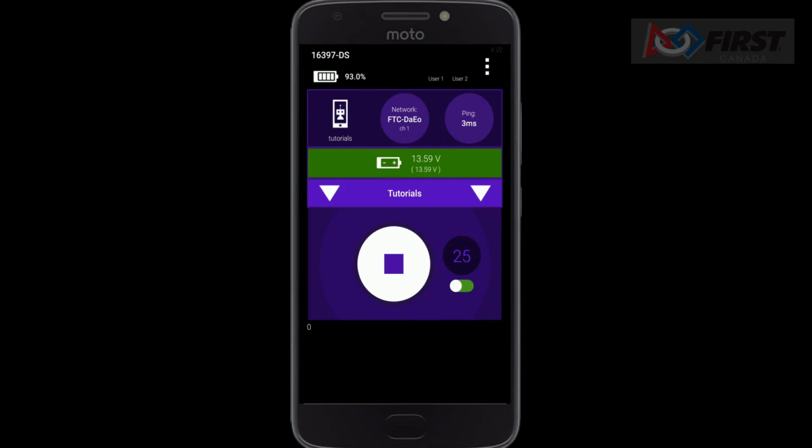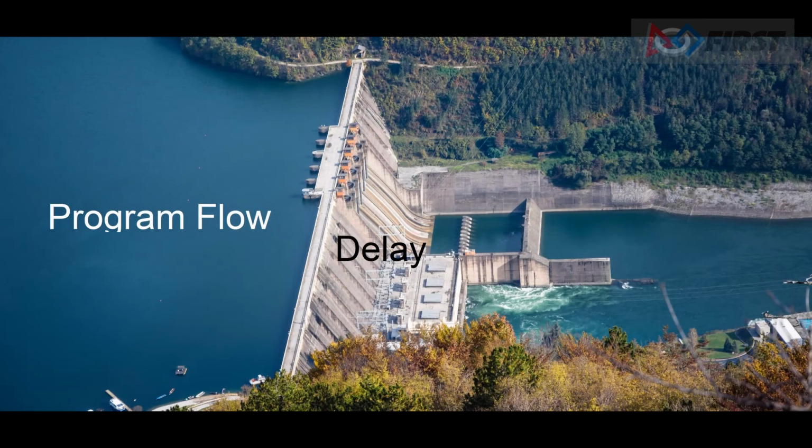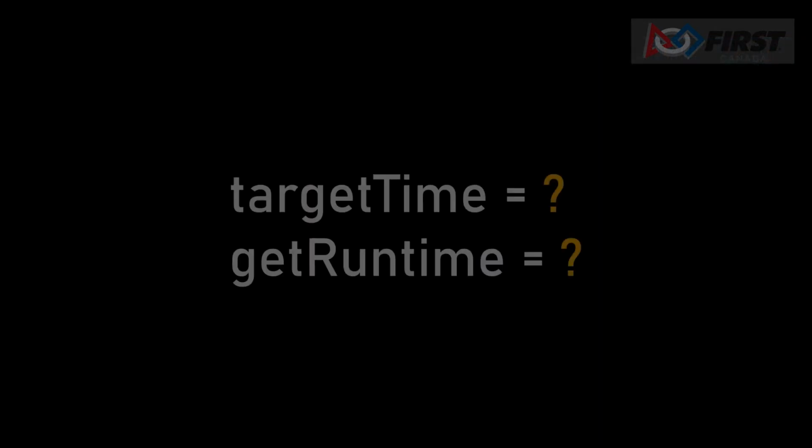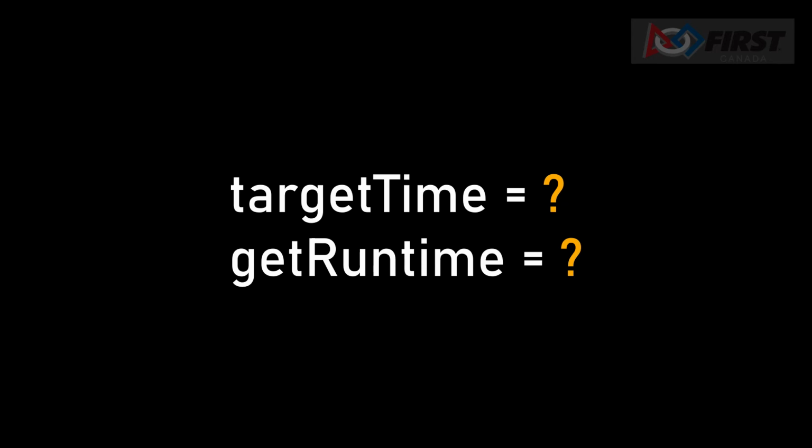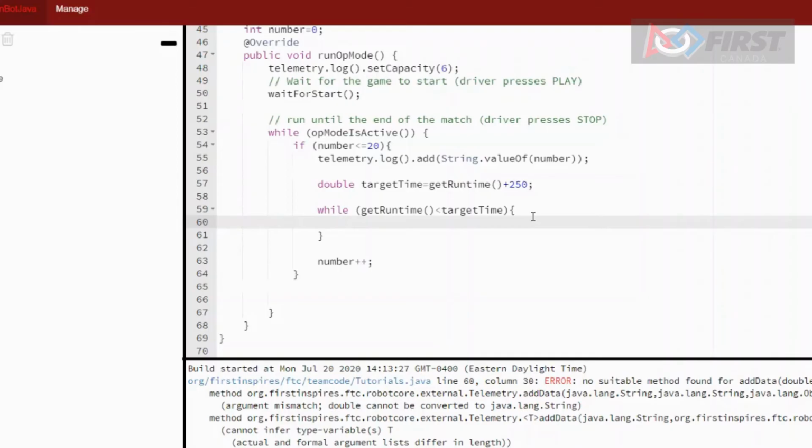To figure out why this is happening, let's use telemetry to debug the situation. Based on what is happening, it seems that our delay loop is not working correctly and is holding the program forever. To see if this is the case, let's use two telemetry.addData commands. We want to see the value of target time and the results of getRuntime.